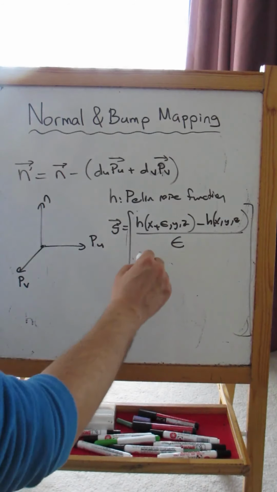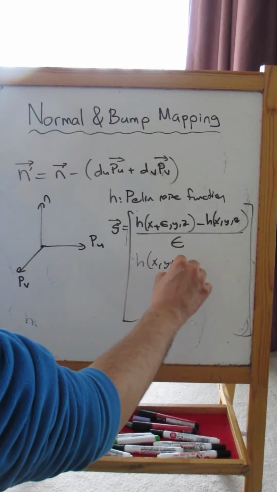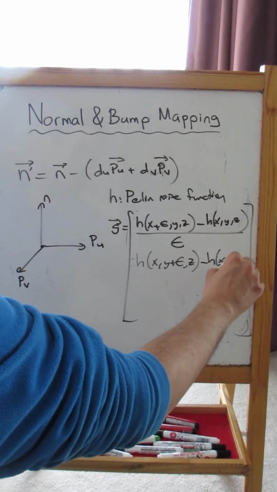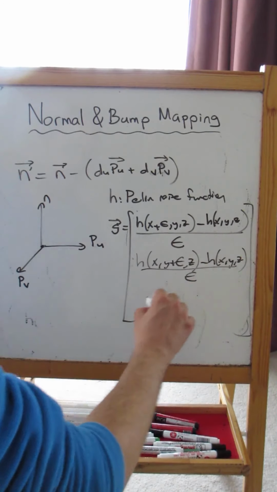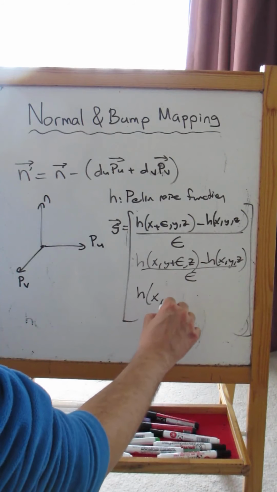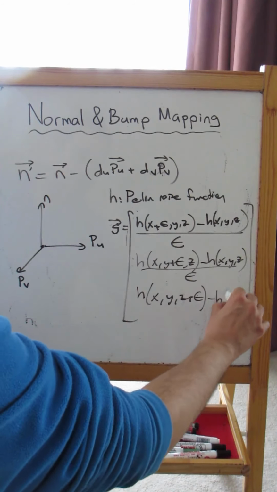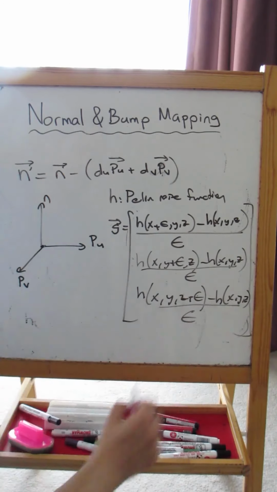Now for the y component we simply say h(x, y plus epsilon, z) minus h(x, y, z) divided by epsilon, and for the z component, h(x, y, z plus epsilon) minus h(x, y, z) divided by epsilon.